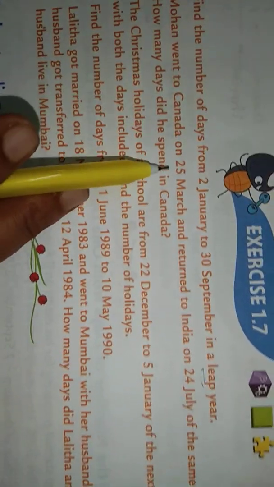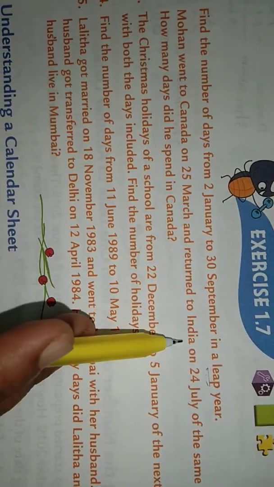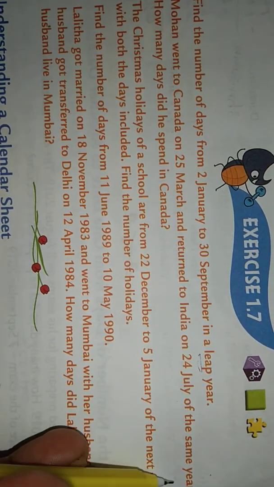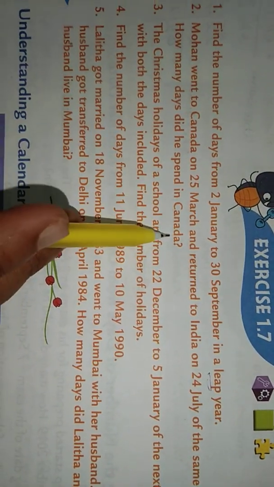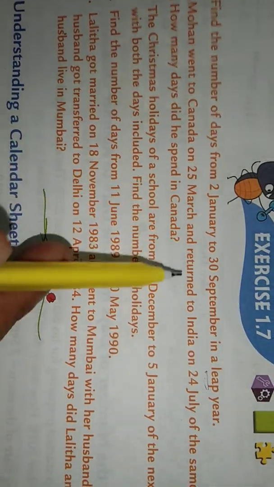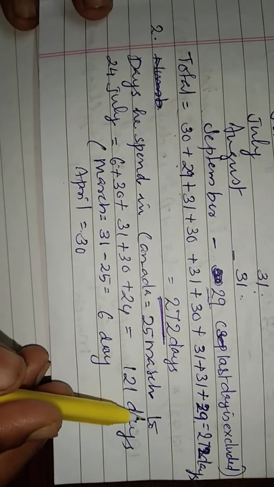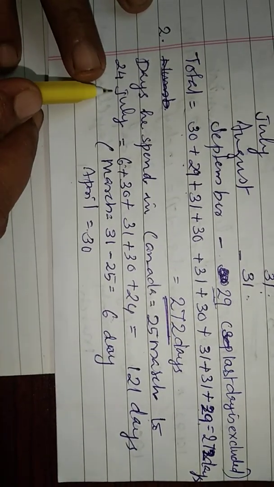Next, second question. Mohan went to Canada on 25th March and returned to India on 24th July in the same year. How many days did he spend in Canada? So the number of days he spent in Canada you have to calculate. Look here, number of days spent in Canada equals 25th March to 24th July.